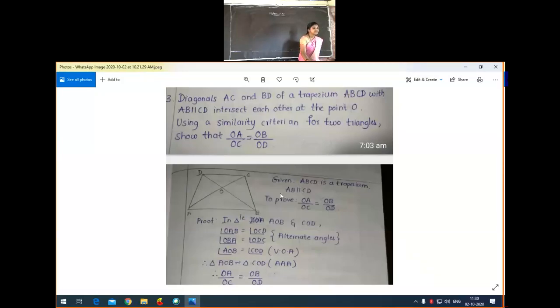Given ABCD is a trapezium, AB parallel to CD is given. To prove, already they have mentioned it. OA divided by OC is equal to OB divided by OD. So now choose these two triangles, triangle AOB and triangle DOC.